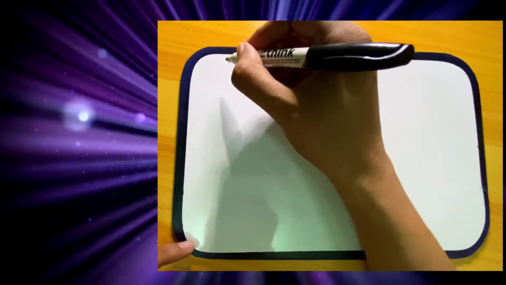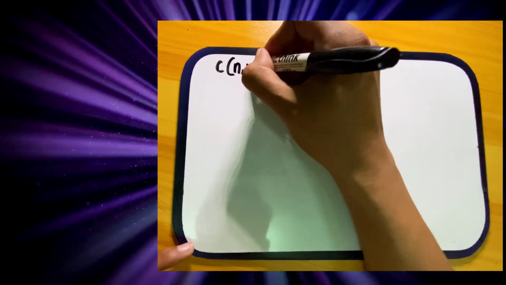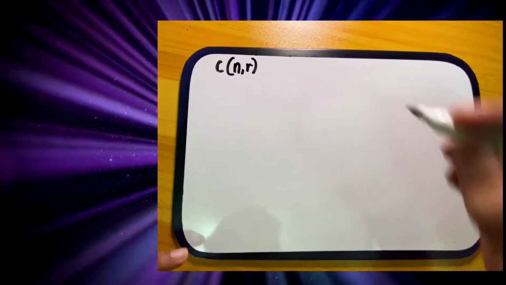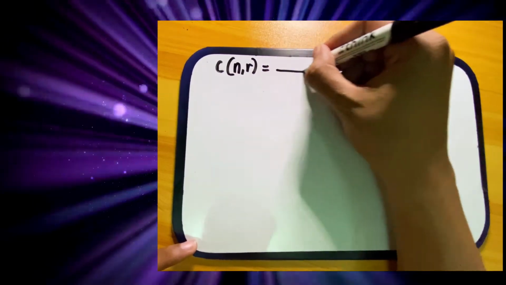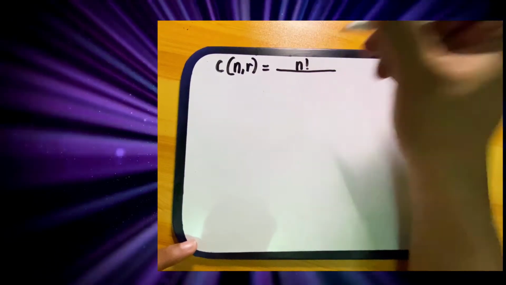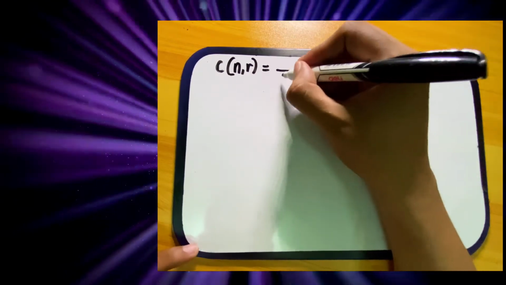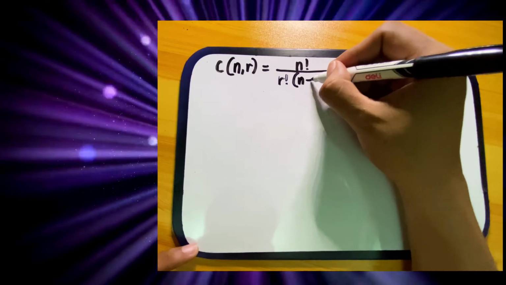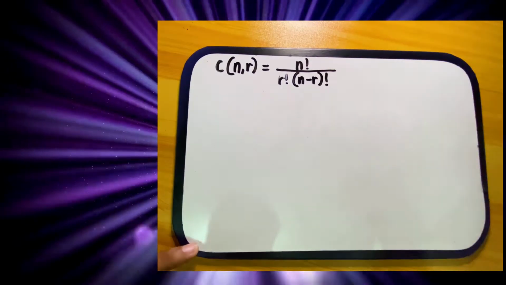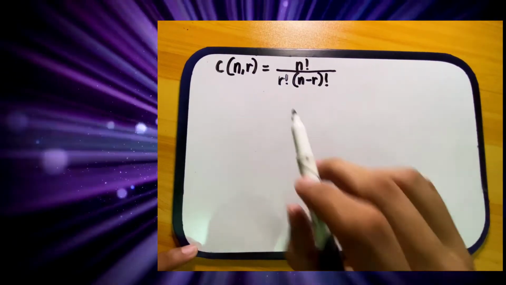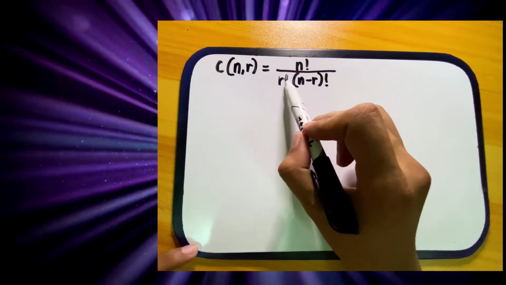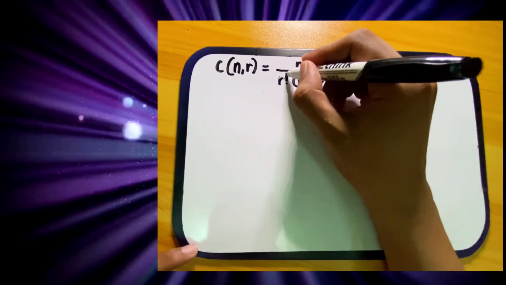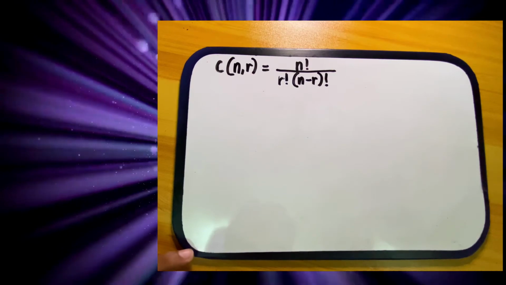Okay, so the formula of combination is C(n, r) is equal to n factorial over r factorial multiplied by (n minus r) factorial. Okay, in the permutation there's no r factorial. So in the combination we have this one formula.